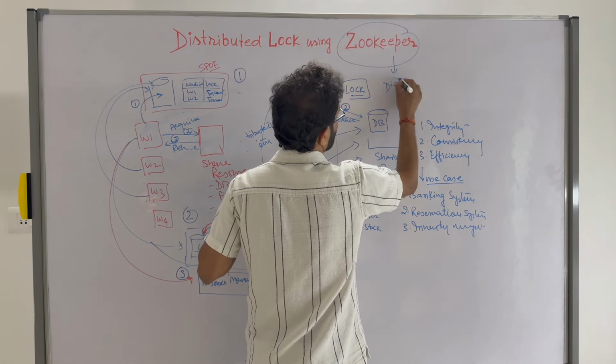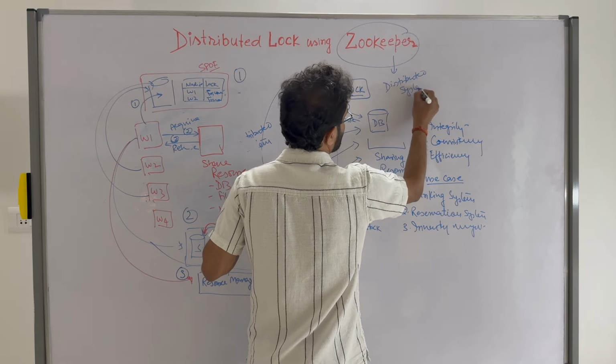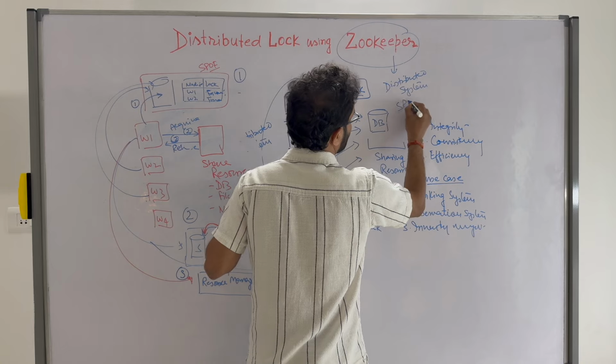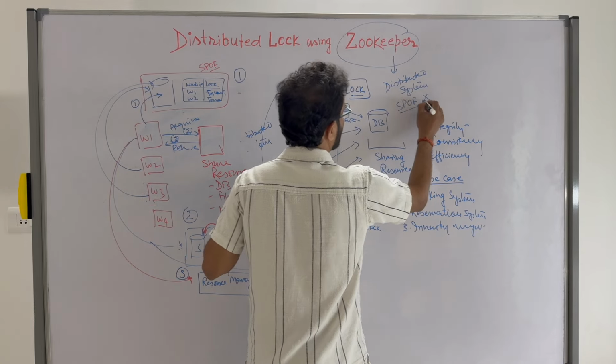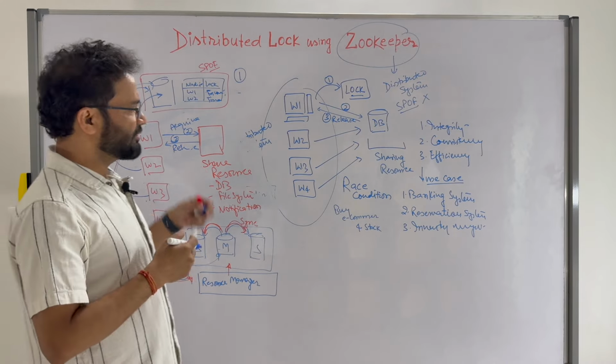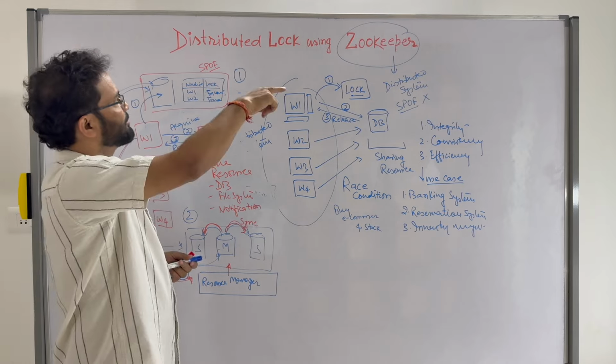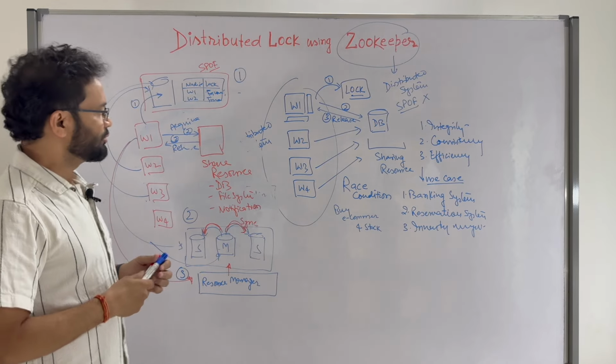In my previous video, I explained this is a distributed system itself, and a single point of failure is kind of not possible in Zookeeper. So why can't we use Zookeeper for this purpose? Let me explain how you use Zookeeper to implement distributed locks.